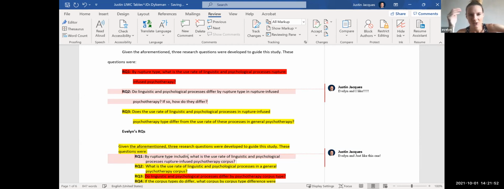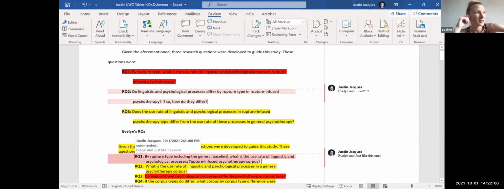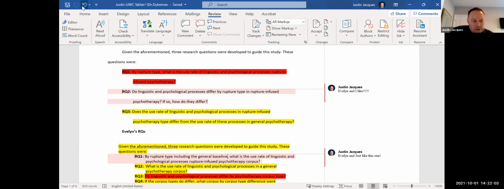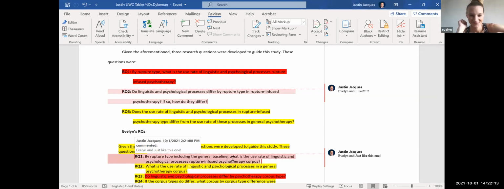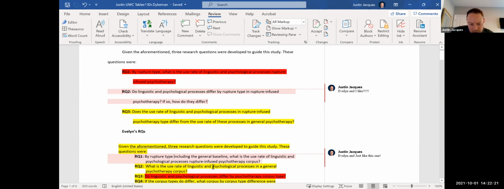What is? Oh wait. I don't know. There has to be some way to phrase that research question such that we're reporting. So we just need to somehow incorporate the general baseline. Could be like by rupture type and including the general baseline. What is the use rate? By rupture type.